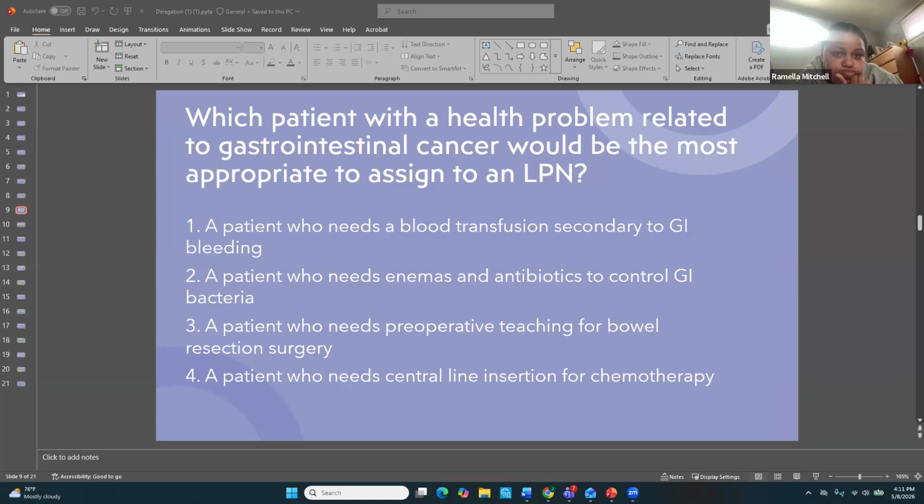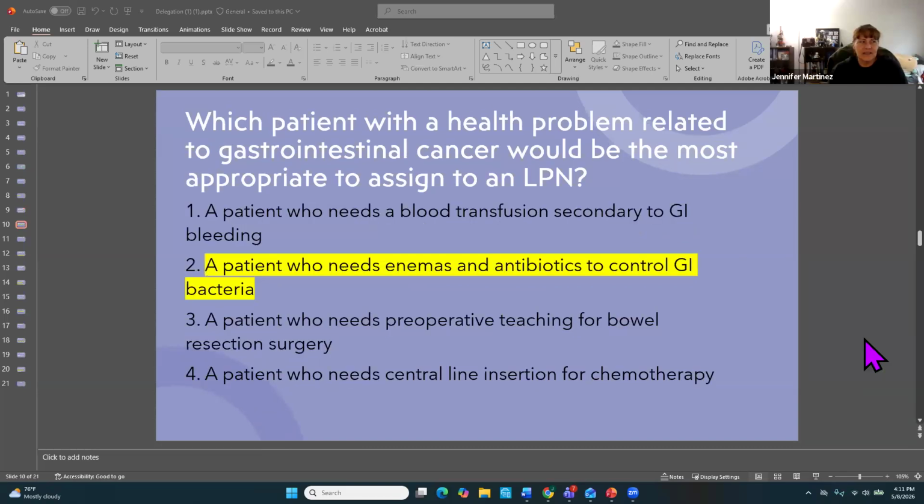Two. Okay, got twos. Seems to be twos all the way around. All right, so yes, absolutely. Blood transfusion is going to be an RN. Pre-op teaching, right? That initial teaching is going to be the RN. And then, of course, the central line insertion is probably not even the RN. It's probably going to be more like your PICC line team, right? Somebody else. So yeah, the patient who needs enemas and antibiotics to control GI bacteria.